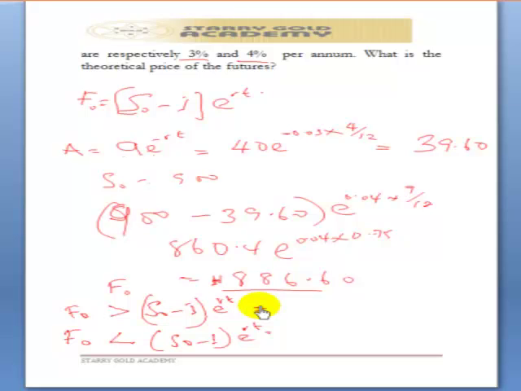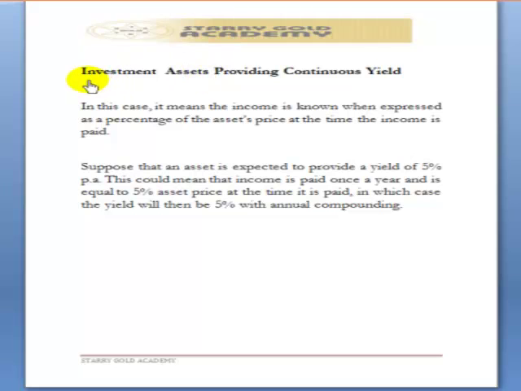And if the short sale is not possible, investors who own the asset will find it profitable to sell the asset and enter into long forward contracts. That is about taking arbitrage opportunity in the forward market for an asset that pays a known income. What of when the investment asset is not paying a known income but providing a continuous yield? It is a yield that is being paid, so the income is known when expressed as a percentage of the asset price at the time the income is paid.